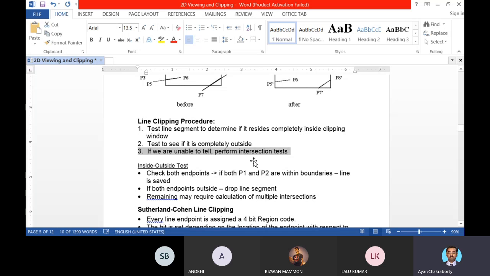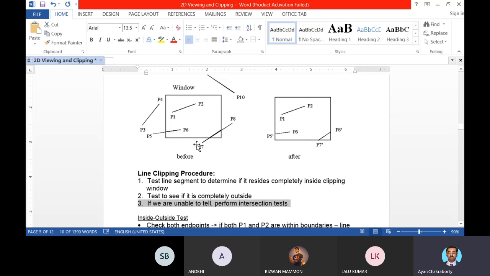What I have tried to say is for P7 P8 and for P5 P6. For P5 P6 also, you can see here one point, that is P6. This is completely inside the window frame, and the other point P5 is completely outside the window frame. So obviously there will be an intersection. One point is inside and another point is outside.